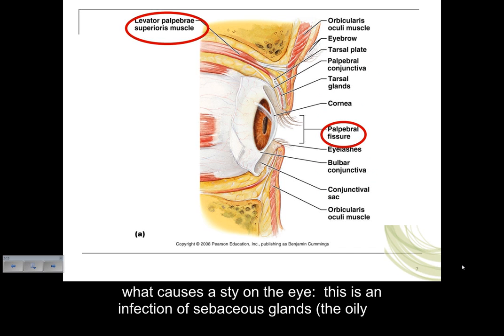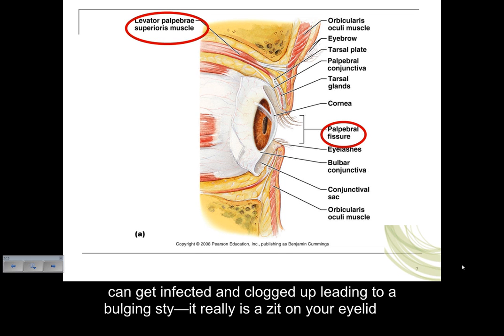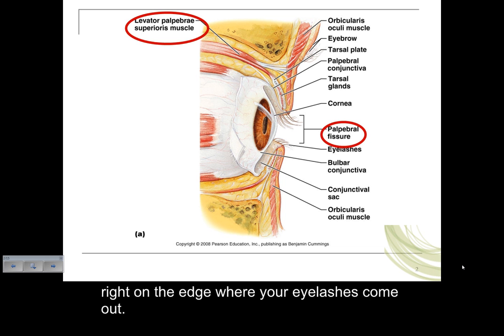Students often ask what causes a stye on the eye. This is an infection of sebaceous glands, the oily glands found where your eyelashes, or cilia, attach to your eyelids. These glands can get infected and clogged up, leading to a bulgy stye. It really is a zit on your eyelid, right on the edge where your eyelashes come out.